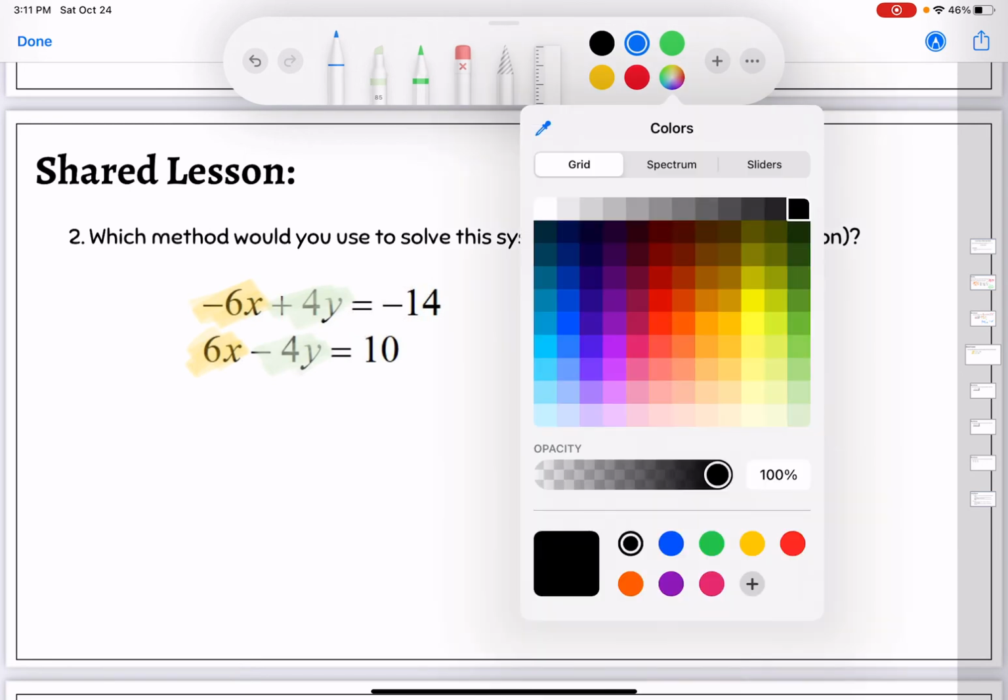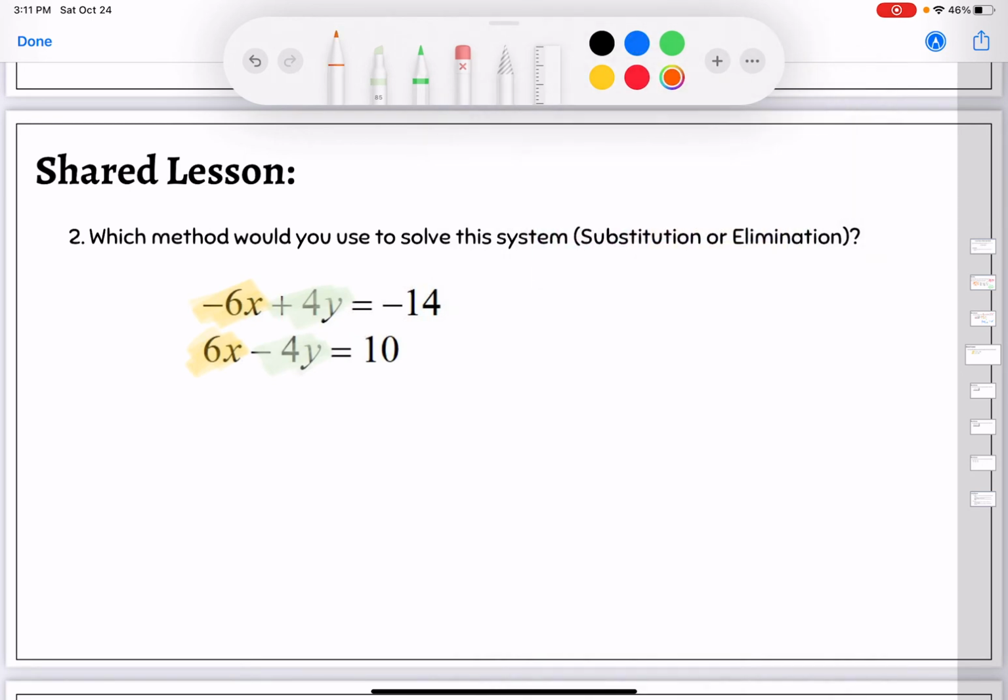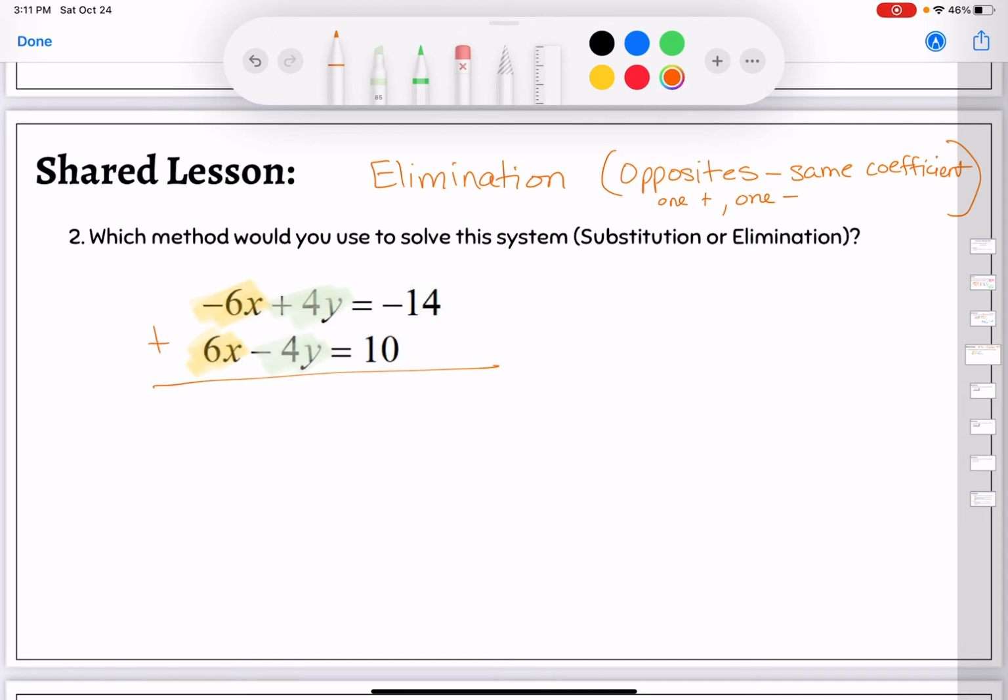All right, elimination. Remember, you're looking for opposites in one of the variables. Same coefficient, one positive, one negative. That's what we're looking for, right? And I have it already.